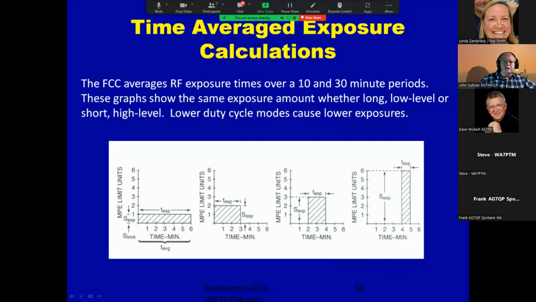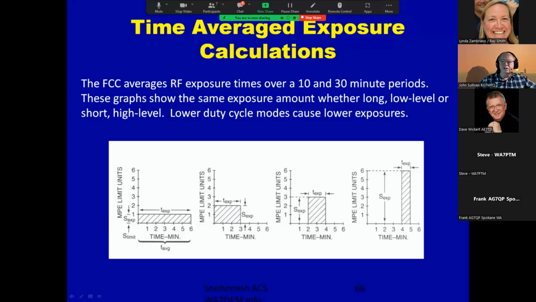So what we're interested in for exposure is the average amount of exposure you're getting over time, not the peak, but the average. So for the average RF exposure over 10 and 30-minute periods, you can see how these graphs illustrate that you're looking at the shaded areas for the average exposure amount. So it could be continuous at a low level, or it could be not continuous but at higher levels, and end up with the same amount of exposure, which is what those are illustrating.